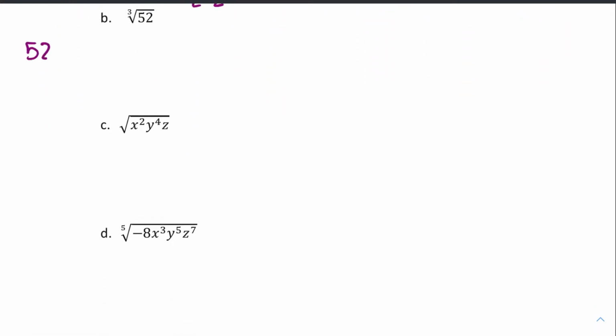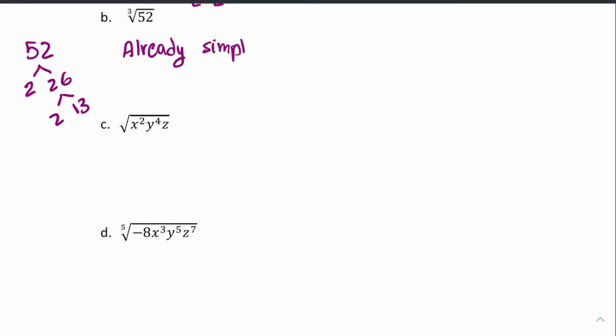If you look at the cube root of 52 and try to break it down, you're going to get 2 and 26 and then 2 and 13. But it's a cube root. There aren't any factors that are being multiplied times themselves 3 times, so it's simplified as far as you can go there.